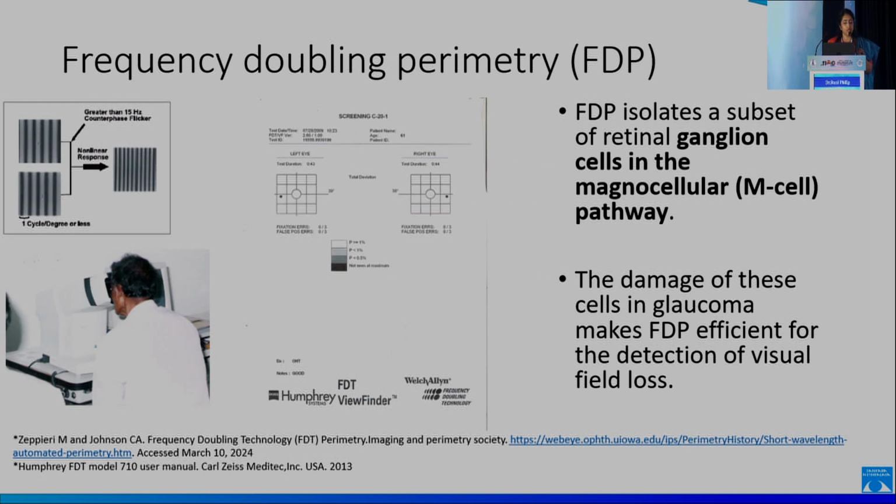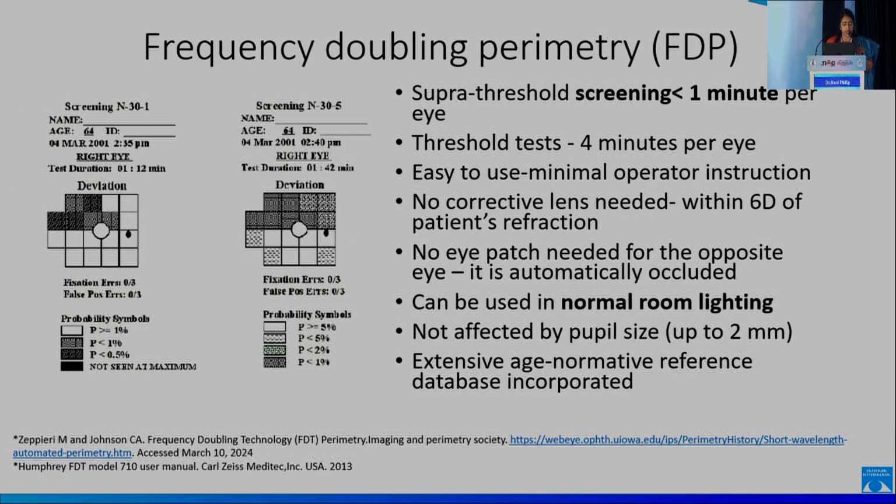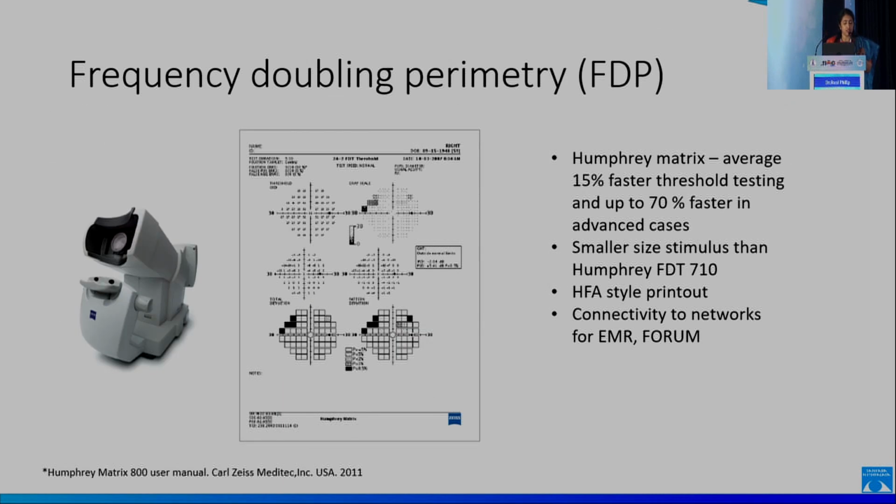So the frequency doubling perimeter is a portable perimeter that tests the ganglion cells along the magnocellular pathway, which is selective for glaucoma, and the tests are very fast, such that the suprathreshold testing can be even less than 1 minute per eye. This can be used in normal room lighting and is not affected by pupil size, and has an extensive normative database. The newer model, the Humphrey Matrix, presents the reports in a 24-2 pattern with a stimulus size that is smaller than the Humphrey FDT 710, and also has connectivity to EMR and Forum.